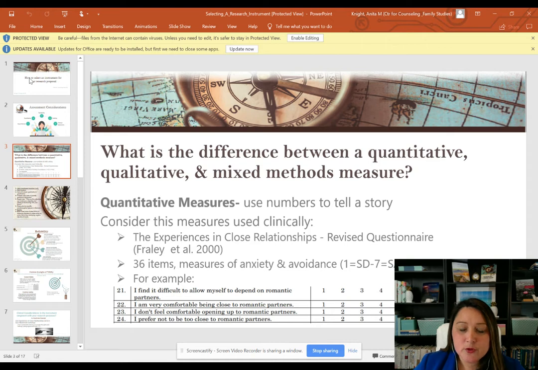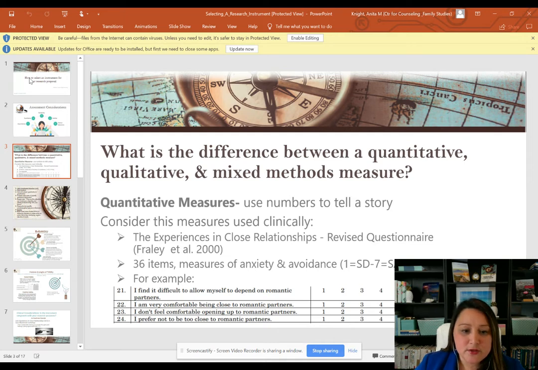What is the difference between a quantitative, qualitative, and mixed methods measure? Well, a quantitative measure uses numbers to tell a story. For example, consider the Experiences in Close Relationships revised questionnaire developed by Dr. Fraley and his colleagues in 2000. This questionnaire has 36 items. They measure attachment-related anxiety and attachment-related avoidance.